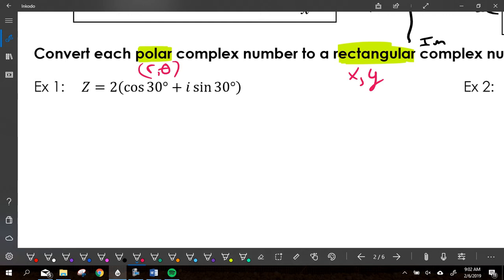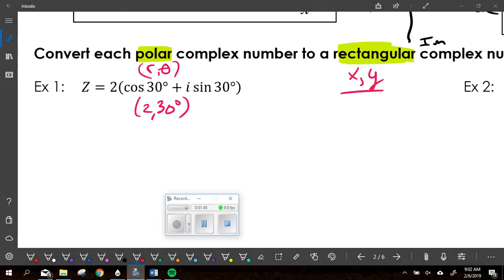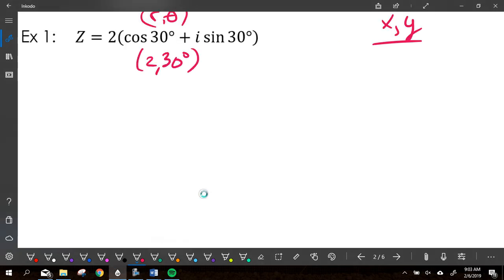So when I look at this guy initially, what's my radius going to be? 2. My r is 2. And my angle is 30 degrees. I am changing that to x and y. Do that just like we did in bell work. Converting. If we're going to r and theta, that means I'm using r cosine theta. X equals r cosine theta. And y equals r sine theta. I'm very confident that you can do this, so I'm going to do it quickly.